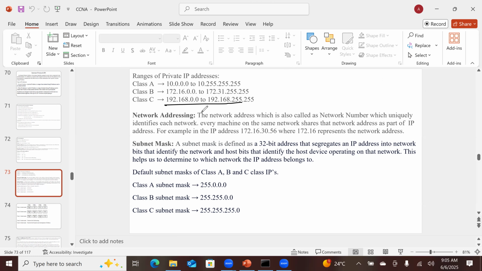192.168.255.255. This is the private IP address range from class C, where we have 3 octets for the network and 1 for the host. That is 2 raised to 8, which is nothing but 256. In a single network, we'll have 256 IP addresses. Clear?